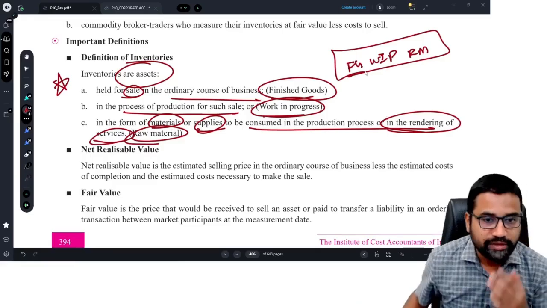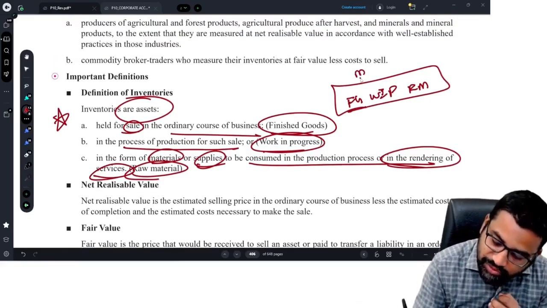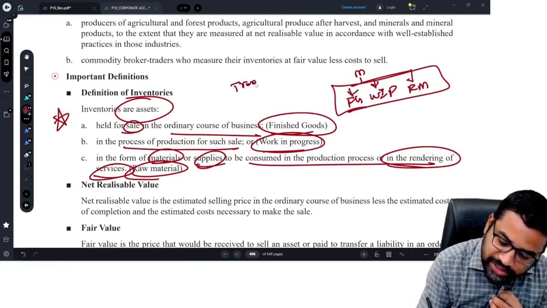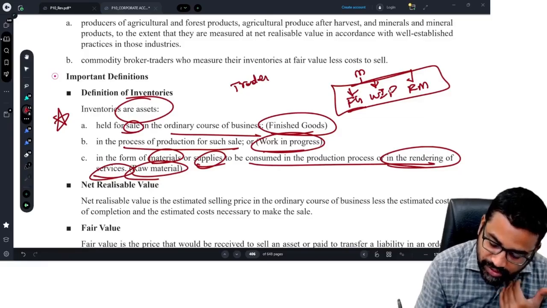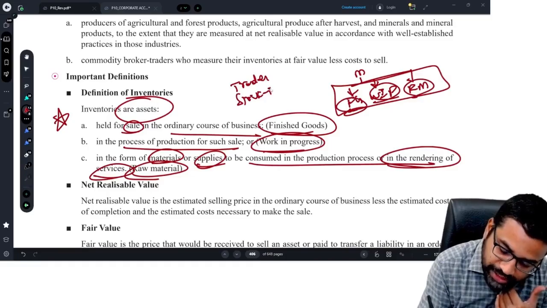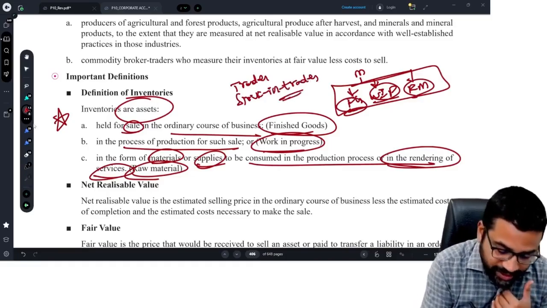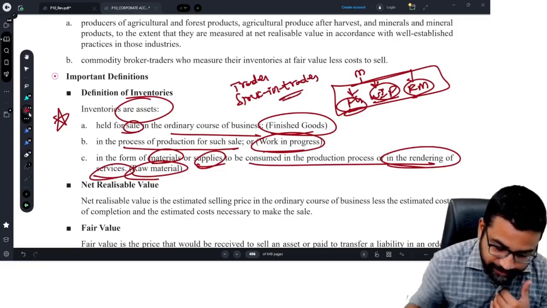These three put together we can call inventories. Now, suppose you are a manufacturer, you will have all these three things. Sir, I am a trader, I am not a manufacturer. Then you don't have work in progress, raw material, finished goods. We call them stock in trade: whatever items you are dealing in, purchasing and selling. So stock in trade, we call them stock in trade.